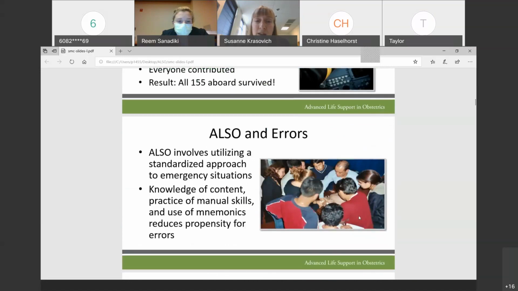In a similar way, the Advanced Life Support in Obstetrics course involves utilizing a standardized approach to emergency situations. It allows us to have that good communication, to all be on the same page, to know what our roles are, because we know the content, we've practiced the manual skills, and we use the mnemonics to decrease the likelihood of errors.